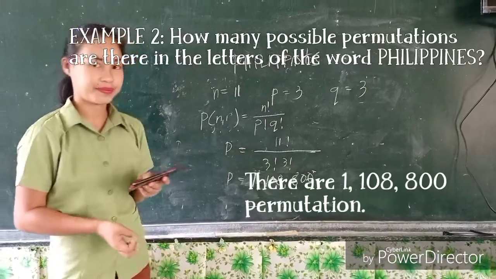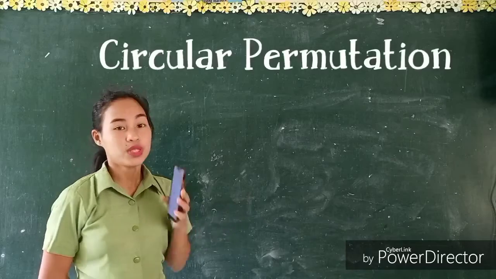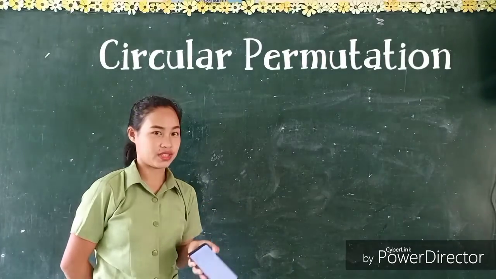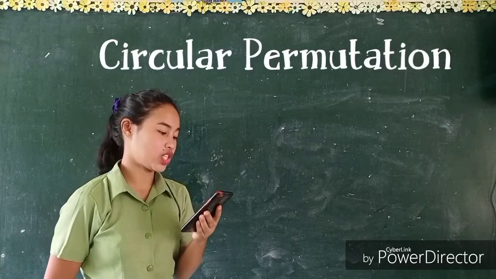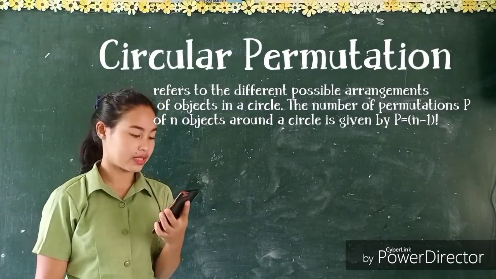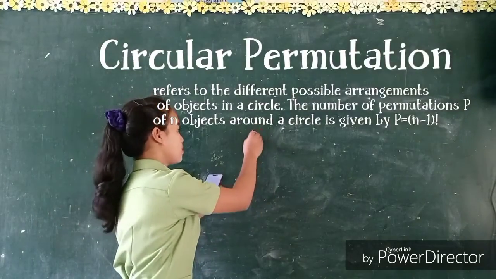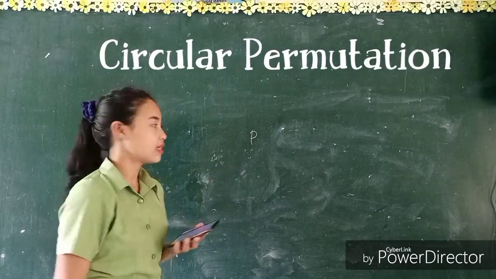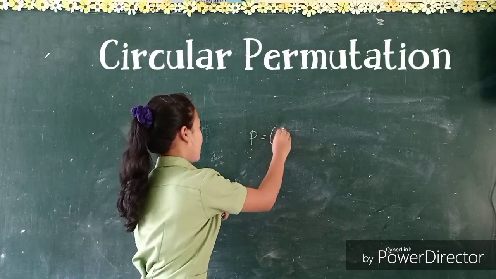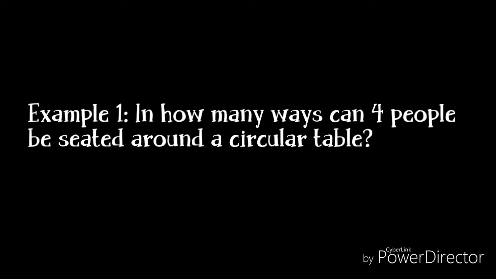So there are 1,108,800 permutations. So let us now consider arrangements of objects in a circle, which we call circular permutations. So when we say circular permutation, it refers to the different possible arrangements of objects in a circle. So the number of permutations, P of n objects around a circle, is given by P is equal to n minus 1 factorial. So for our example, in how many ways can 4 people be seated around a circular table?